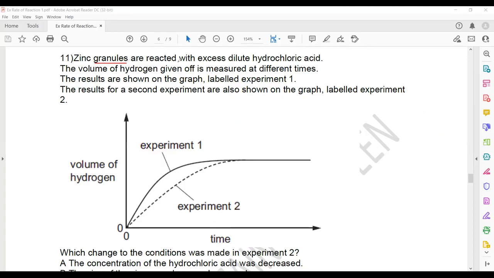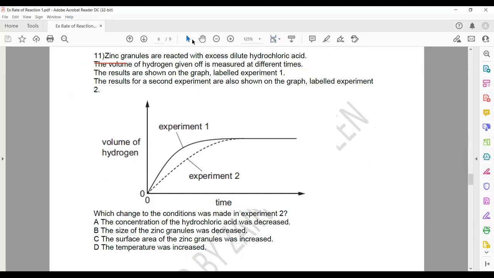Zinc granules are reacted with acid. The volume of hydrogen given off is measured. The results are shown for experiment 1. The results for the second experiment are also shown. So experiment 1 is fast and experiment 2 is slow. Which change to the conditions was made in experiment 2? Like what we did in experiment 2 so that the reaction slowed down.